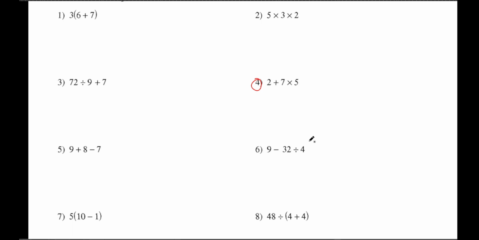Did you do it in your head? What'd you get? 37. I got 37. All right. Now look, here's a common mistake. Let's pay attention now. What do you think the common mistake would be? The 2 plus 7, right. A common mistake would be people going 2 plus 7 is 14 times 5. That's not what you do. You do the 7 and the 5. Okay? You do the multiplication first. Remember, it's order of operations.